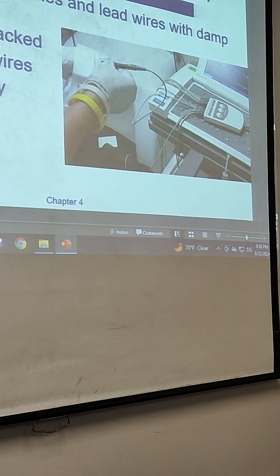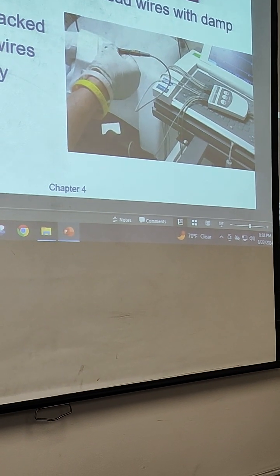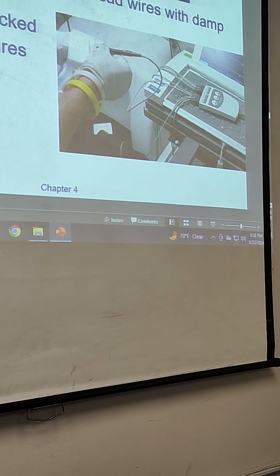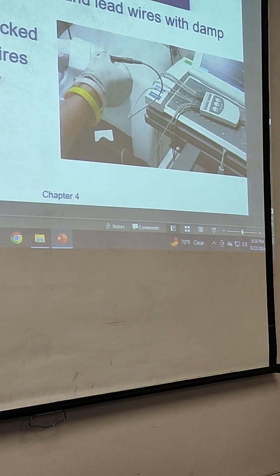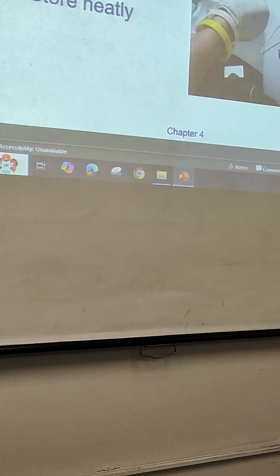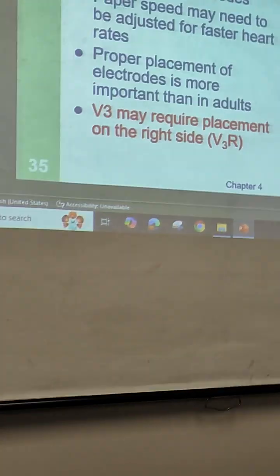It says right there, store them neatly. That's basically to prevent damaging the cables, because you're not gonna go rolling them down, because that's gonna be used continuously.